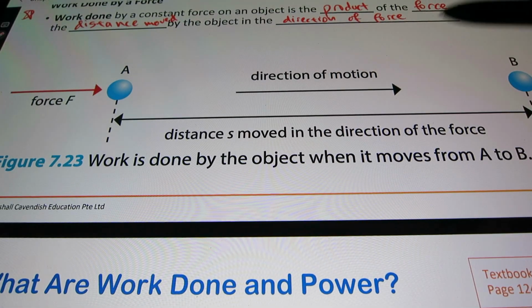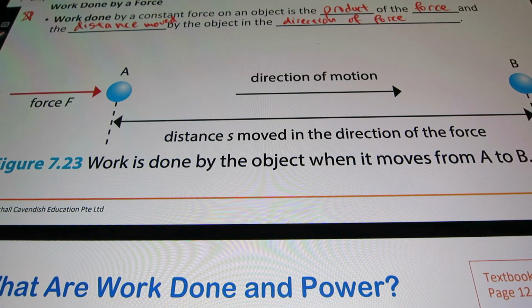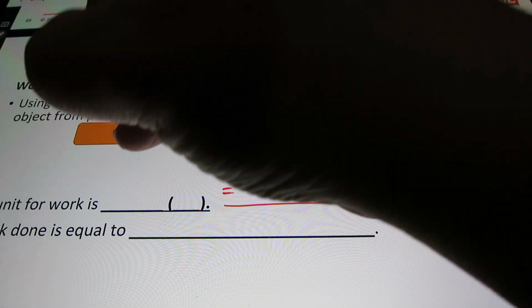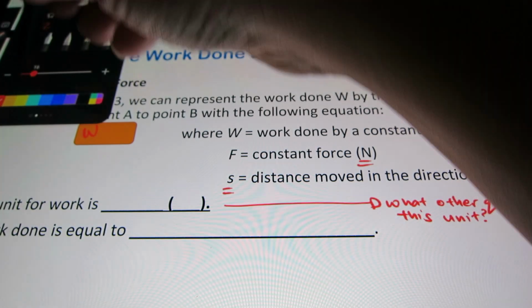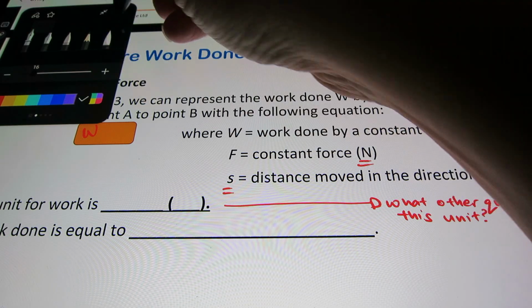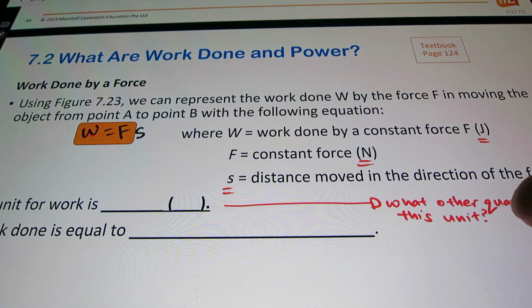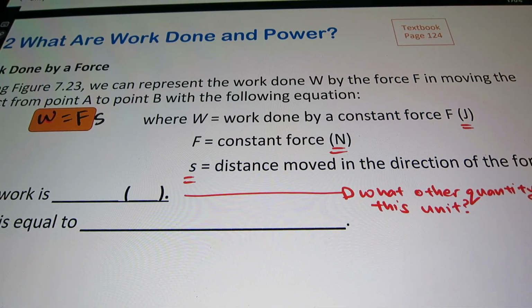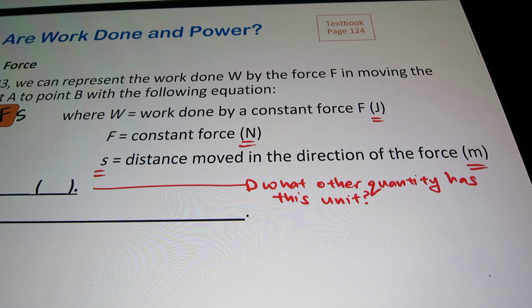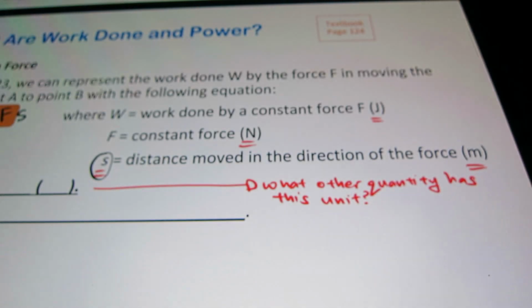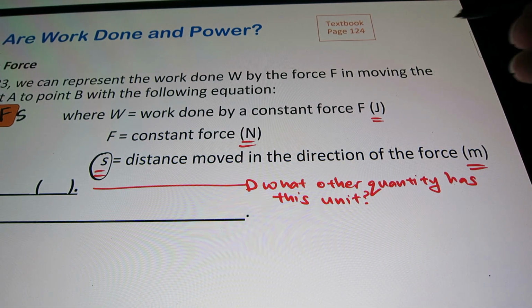So for work to be done, the force and the direction it moves must be in the same direction. If we look at the formula for work, it is written as work done. Let me change the color again. Work is equal to force times distance, Fs. Why is distance written as s and not just d? It is because it is a specific direction, so it is somewhat like a displacement. The unit for work is joules.